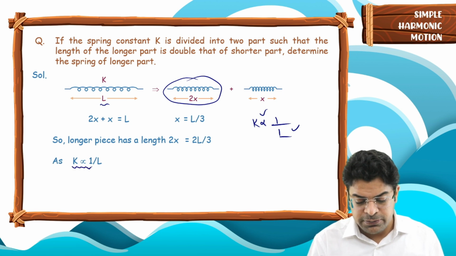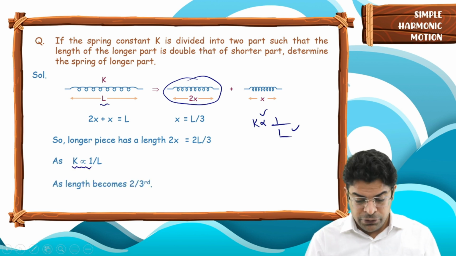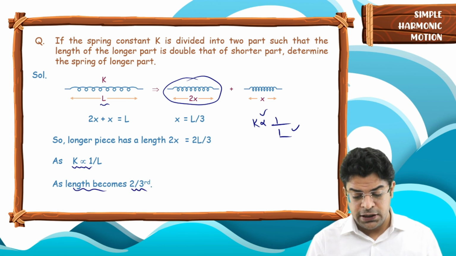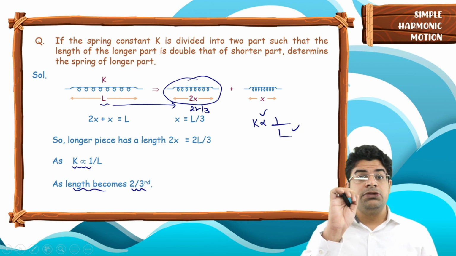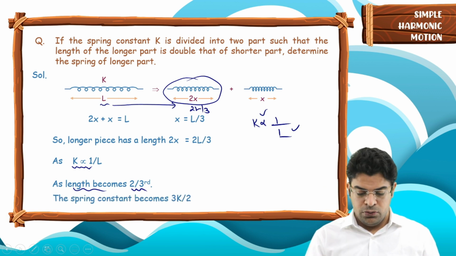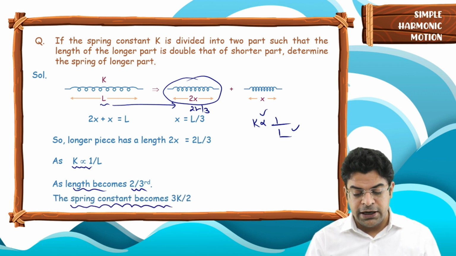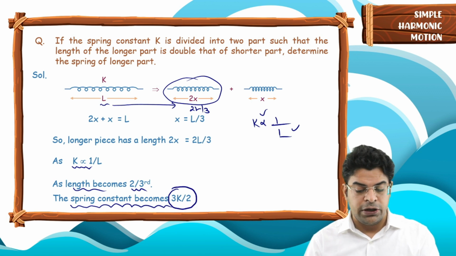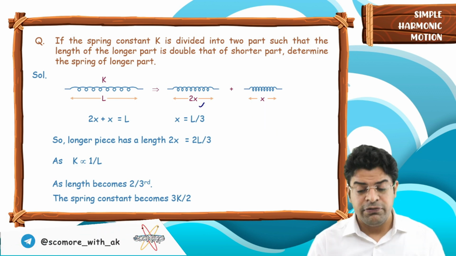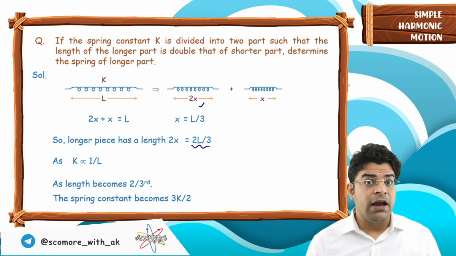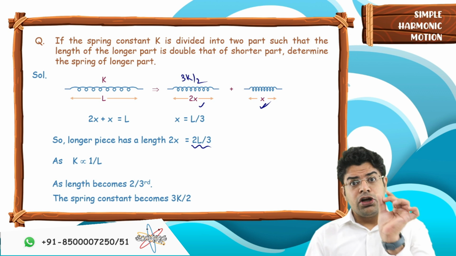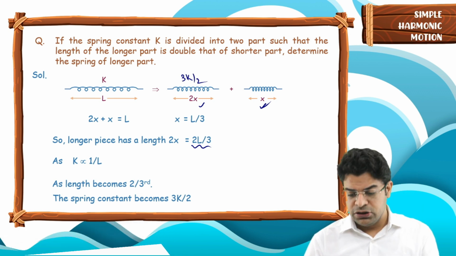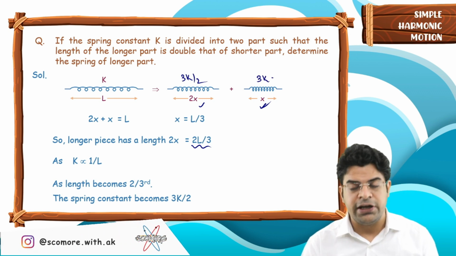So as spring constant is inversely proportional to length, as the length becomes 2L by 3, the spring constant becomes 3 by 2 times, that is 3 by 2k. So this piece which has got length 2L by 3 will have a spring constant 3k by 2. And this piece which has 1/3 the length will have 3 times the spring constant. So it will have the spring constant 3k.